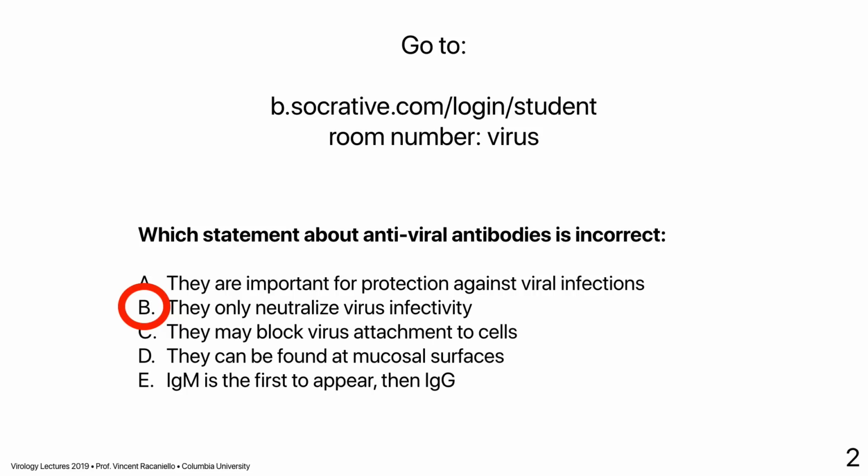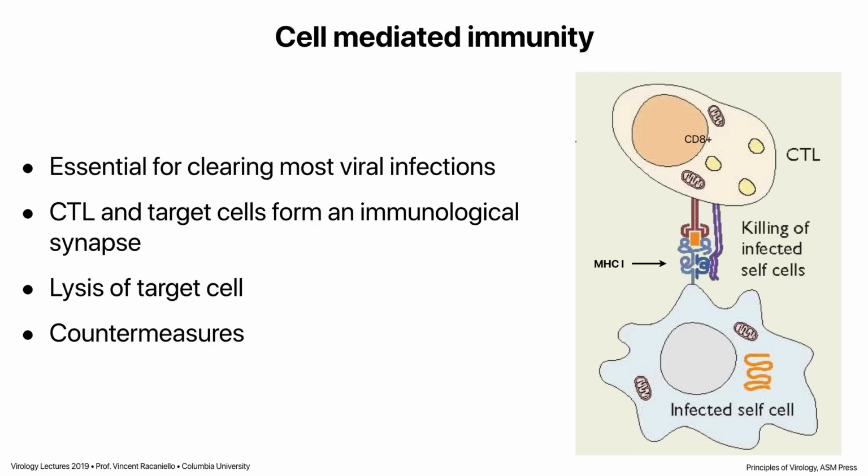Everything else is correct about them. So the other half of the adaptive response is cell-mediated immunity, where a cytotoxic T cell will lyse the infected cell. So this doesn't operate at the level of virus particles, but of infected cells. And this, as I said earlier, is important for clearing most viral infections, although there are a few exceptions where antibodies are important. What happens is the cytotoxic T lymphocyte, this is a CD8 positive T cell.